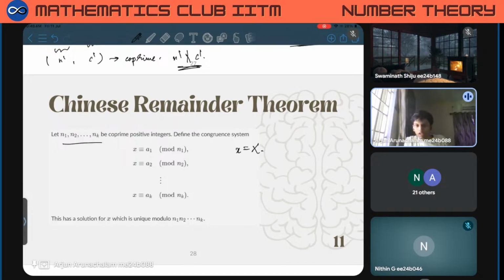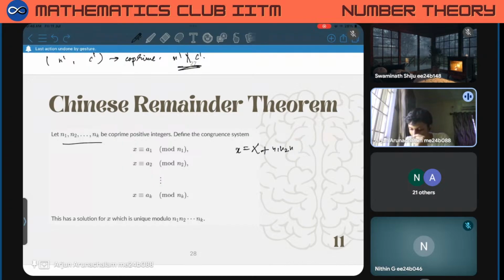So this will actually have infinitely many solutions, right? How? Let's say x is one solution. You just add n1, n2, n3, and so on up to nk, so this new x dash will again be a solution to this set of equations, right? So this has, sorry, infinitely many solutions.